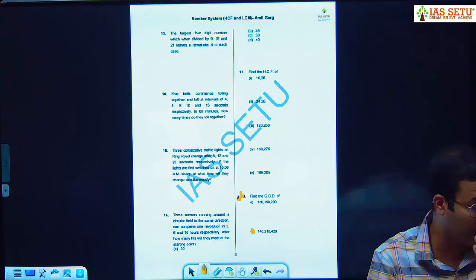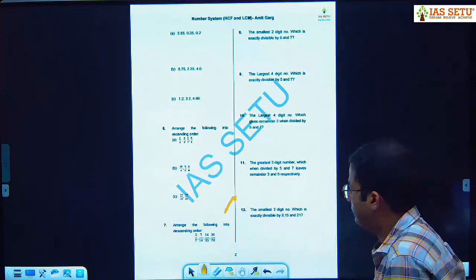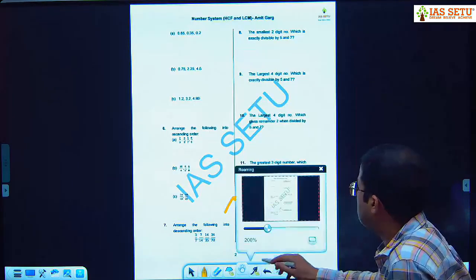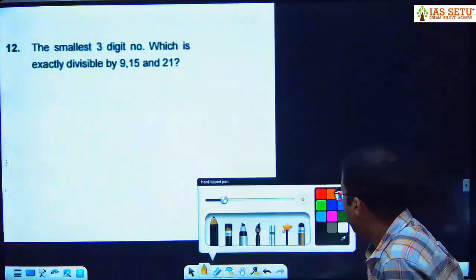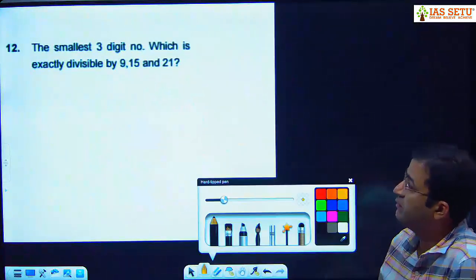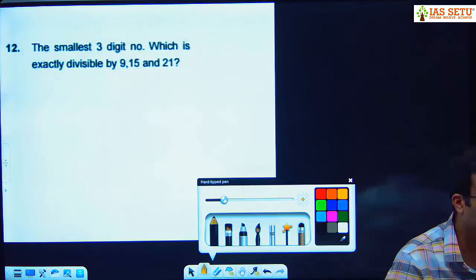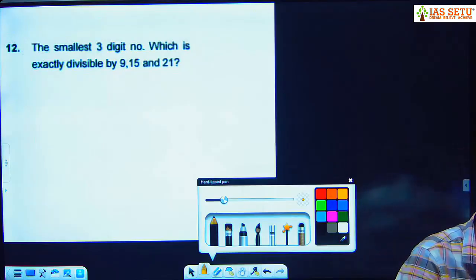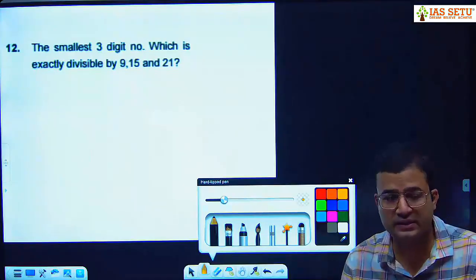I take question number 12, then we will take the next type. Question number 12 here is: smallest 3-digit number which is exactly divisible by 9, 15, 21. So divisible by 9, 15, 21 means LCM.